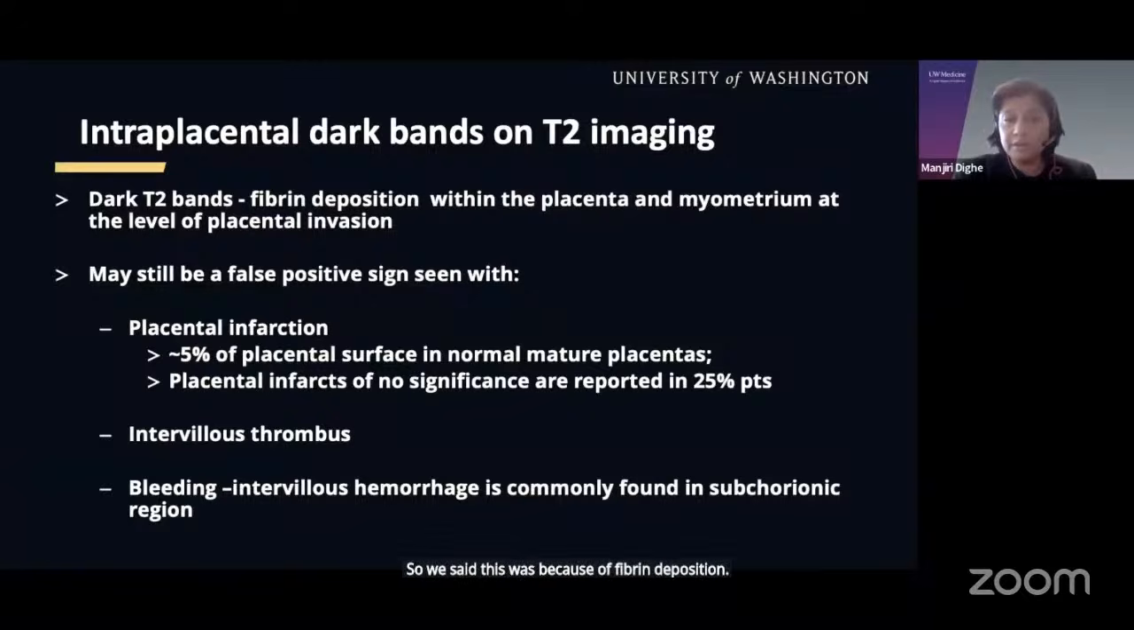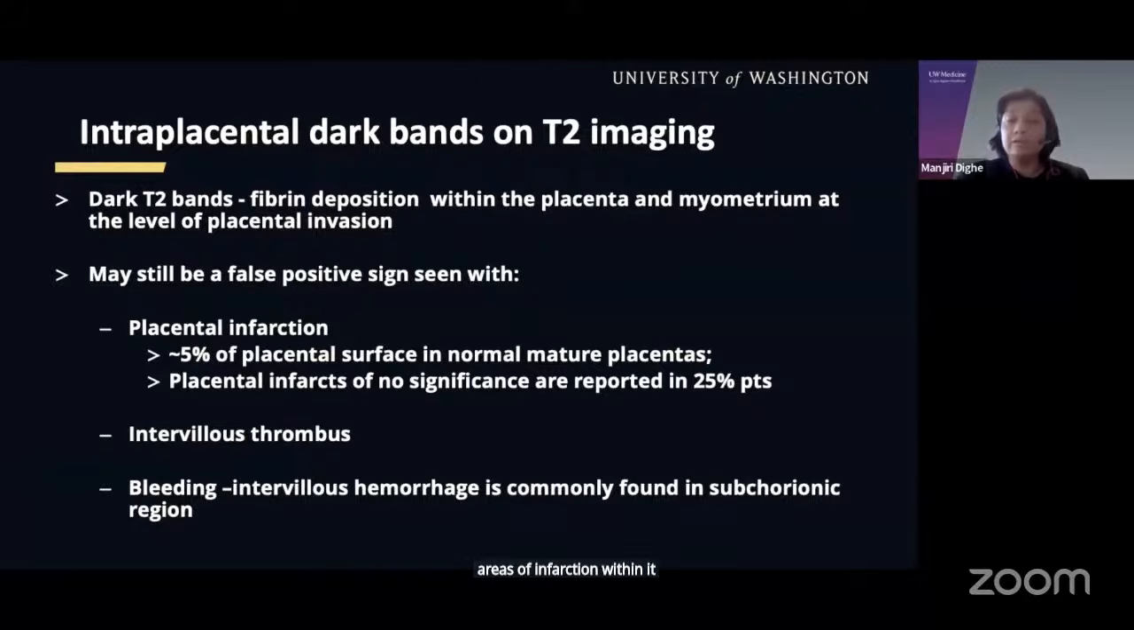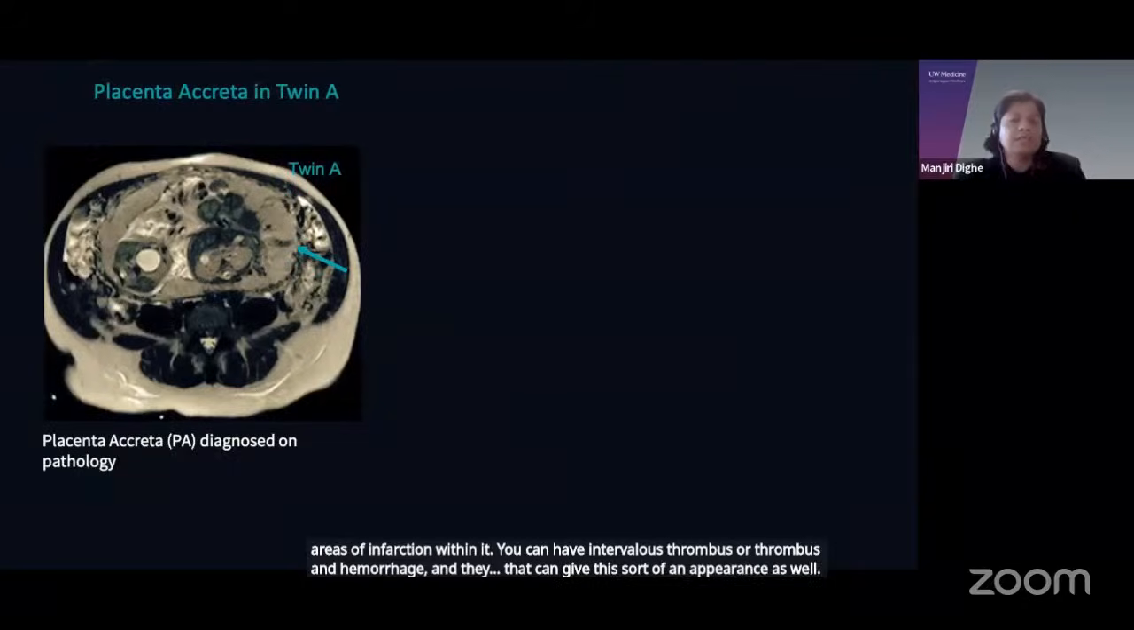You can have false positive appearance of the dark intraplacental bands, and they can be seen with infarction, and that's why in normal mature placentas, because as the placenta ages, it does undergo areas of infarction within it. You can have intervenous thrombus or thrombus and hemorrhage, and that can give this sort of an appearance as well.